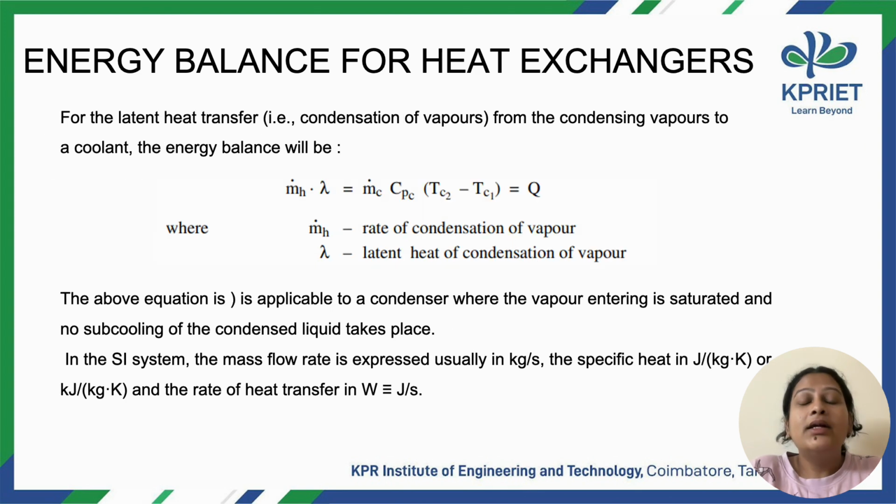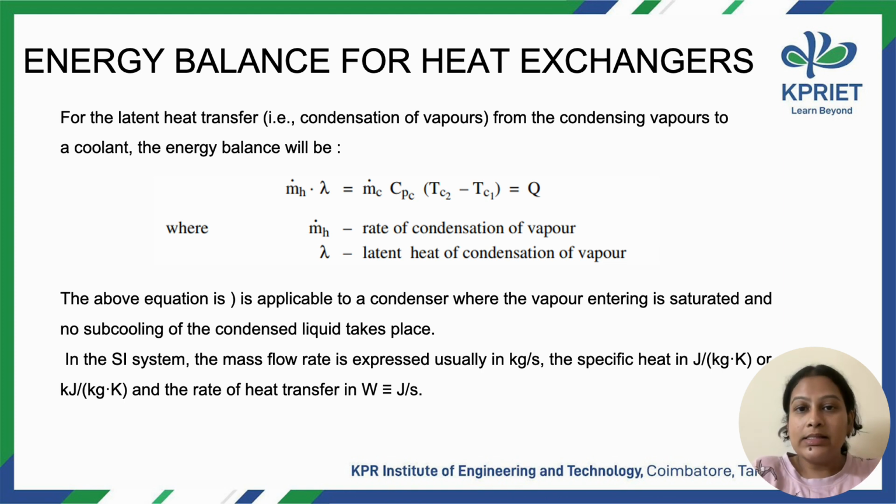On the other hand, let us imagine the latent heat is being transferred, which means the hot fluid is entering the heat exchanger in the liquid phase, right? When it reaches the end of the heat exchanger, it becomes a vapor, which means not only the sensible heat of the hot fluid is being transferred, the latent heat is also transferred. In this case, we go for m into lambda. So lambda is known as the latent heat of vaporization, where m is the mass flow rate.